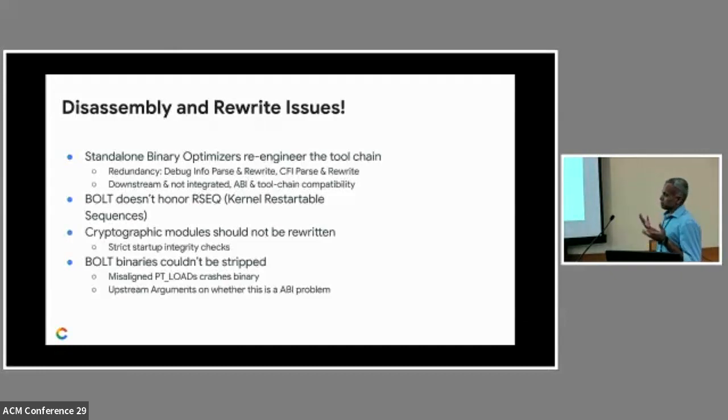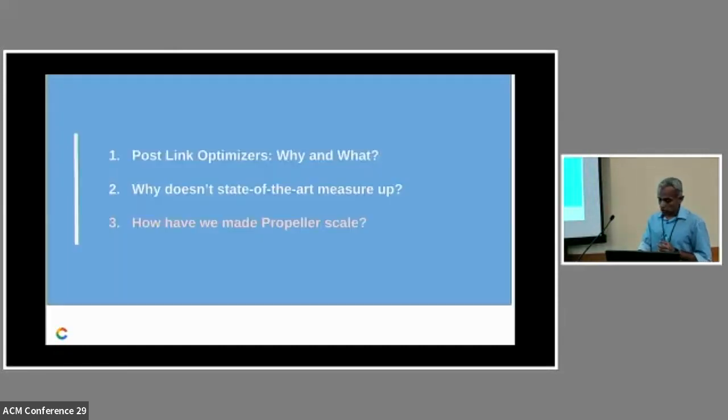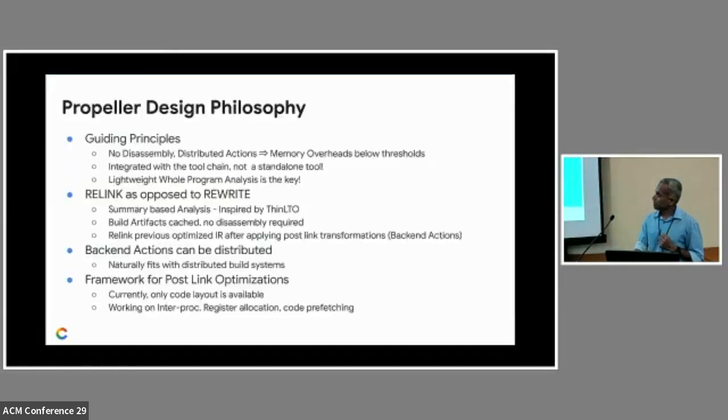Bolt binaries couldn't be stripped, and this was a classic case where these binaries were crashing, and there was this huge argument upstream about who is at fault, whether it's ABI or whether it is Bolt. So given this, we felt we needed another system, another post-link optimizer that can work with these large-scale distributed build systems. And this is one of the primary reasons we designed Propeller.